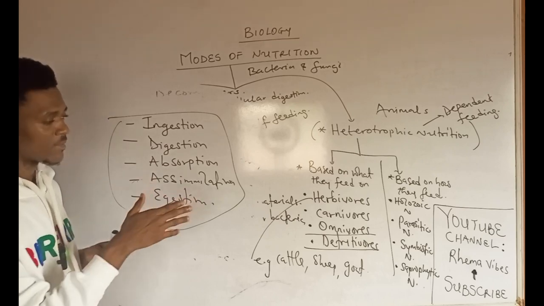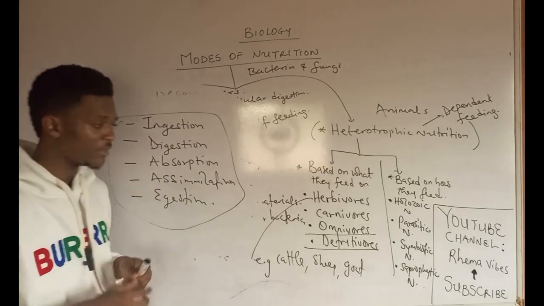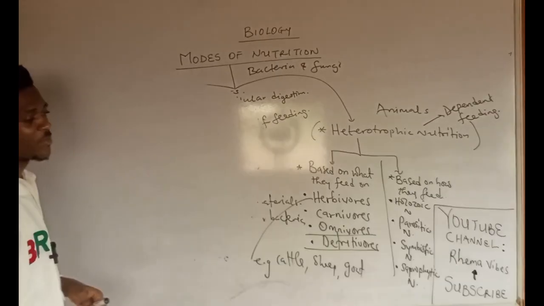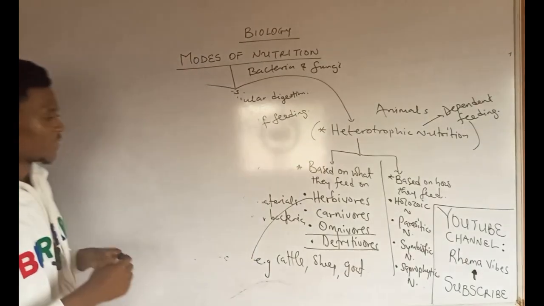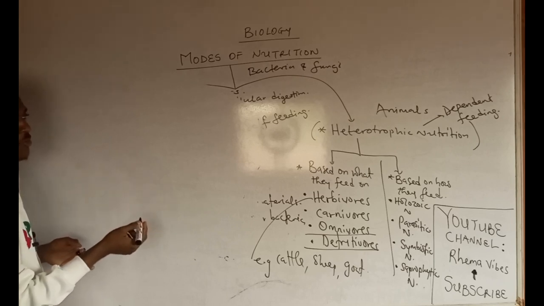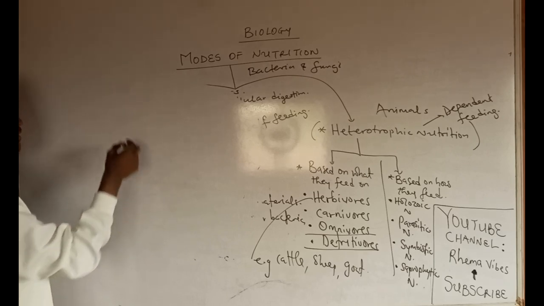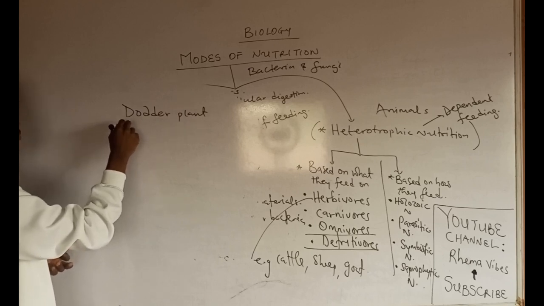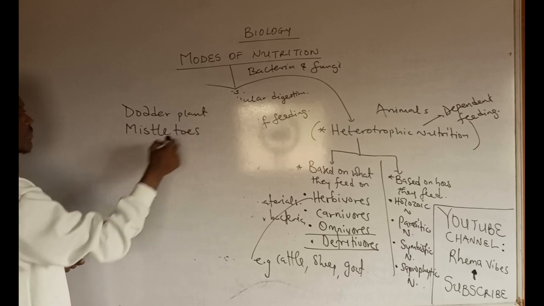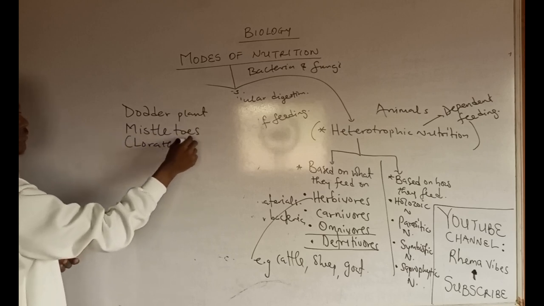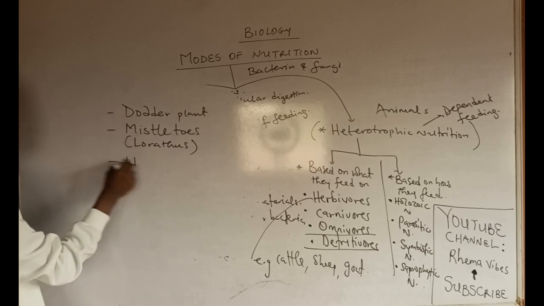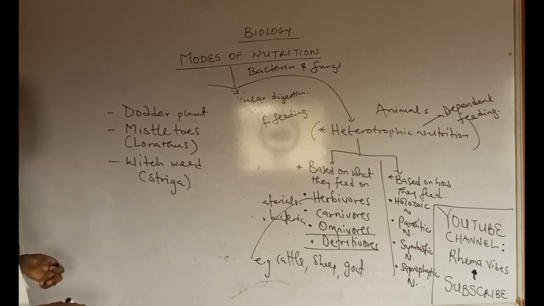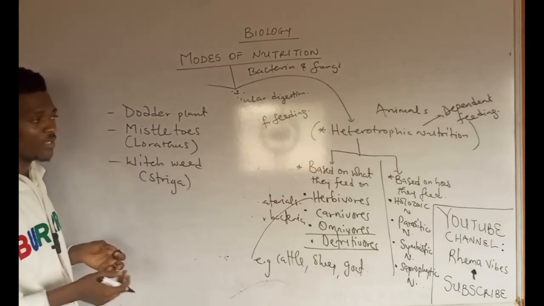And the next in line is parasitic. Considering parasitic nutrition, we have plant parasites and animal parasites. So it means parasitic nutrition has two perspectives. We have plants that are parasitic in nature. Classical examples of parasitic plants are the dodder plant, the mistletoes, which are also called Loranthus, and then the witchweed. All these are classical examples of plant parasites. Witchweed is also known as the Striga species. Now, what do these plant parasites do?